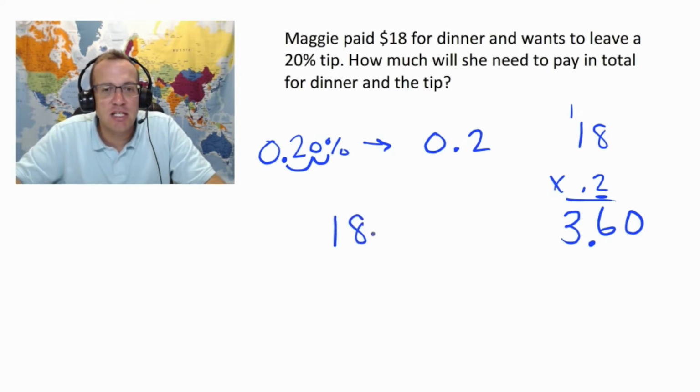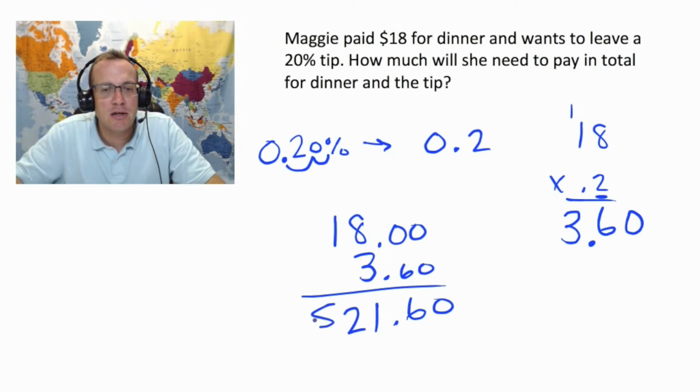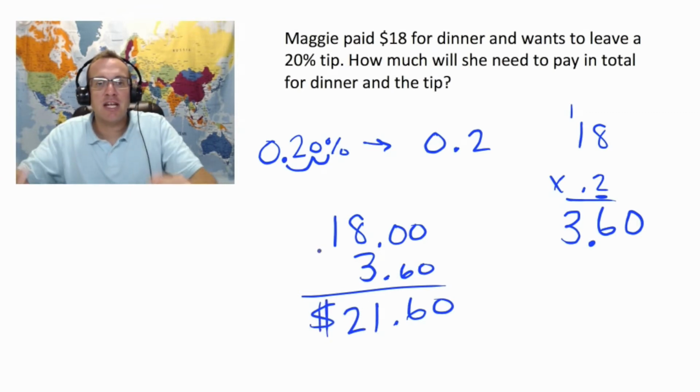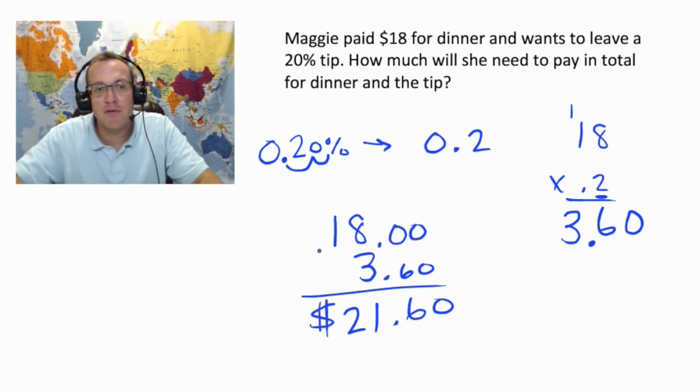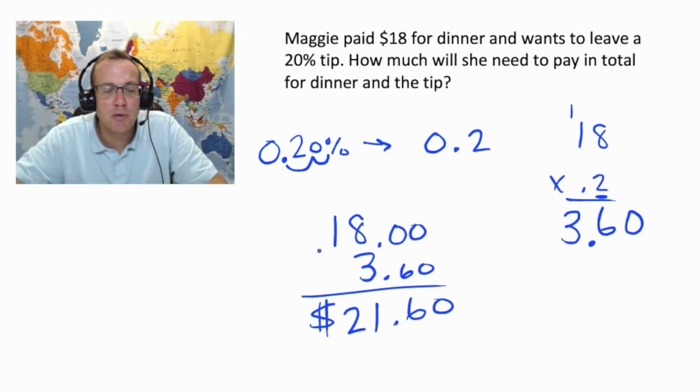Now we simply go back and add that to the cost of our meal. So the meal was $18, right? And we're going to add $3.60. When we do that, we end up with $21.60. So that's how much it would actually cost Maggie to pay for this meal if she's including a tip.